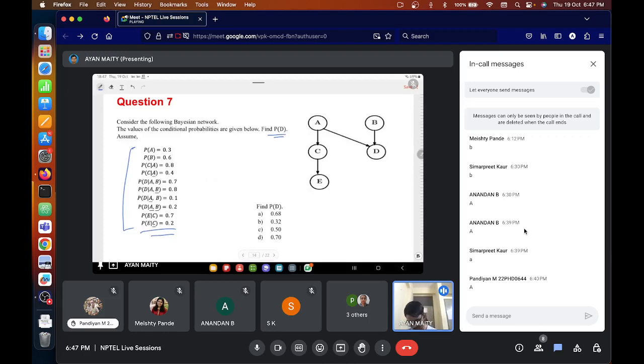So for this question you have to find out probability of D. This is the variable D. From this Bayesian network you can see that it is dependent on these two variables A and B. We don't need any other variables to calculate probability of D. We don't need C. We just need these two variables A and B, because D is dependent on A and B. There are direct edges from A and B to D.